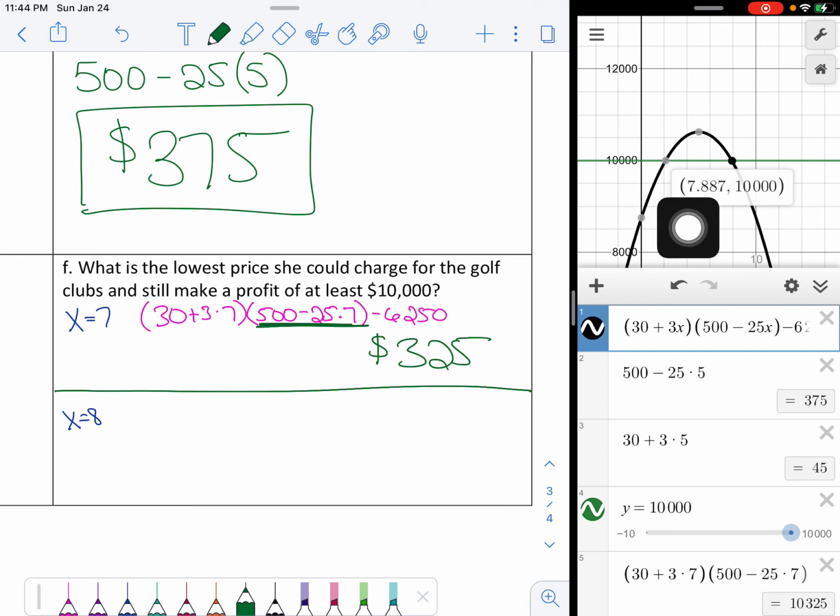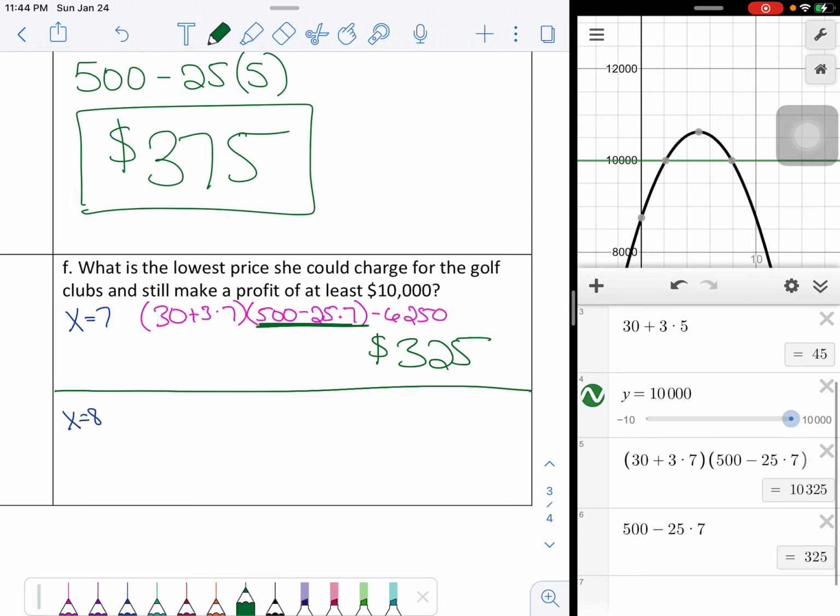However, I want to see what happens when X is equal to 8, because remember, this point right here was 7.887. So what happens if I round it up to 8? Let's see. I think the profit's going to be under what I want it to be, and so that's going to cause some problems. All right, so we're going to do 30 plus 3 times 8, 500 minus 25 times 8, minus 6,250.